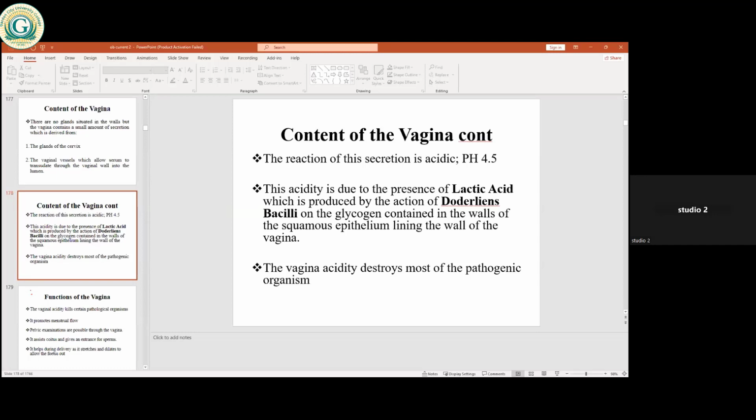The vagina has bacteria called Doderlein bacilli. They live with the woman's vagina symbiotically. When we say symbiotically, the vagina supplies this microorganism with what we call glycogen to live, and in the process, when it metabolizes glycogen, it produces an acid, which we call lactic acid, which makes the vaginal secretion pH 4.5. Can you imagine? 4.5, a very strong acid.